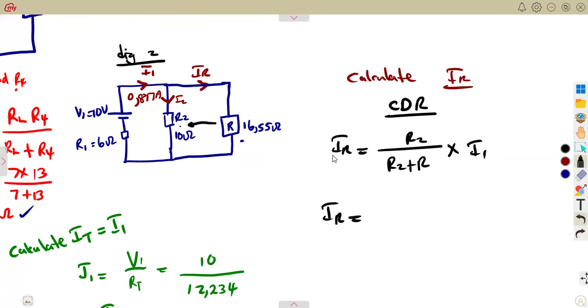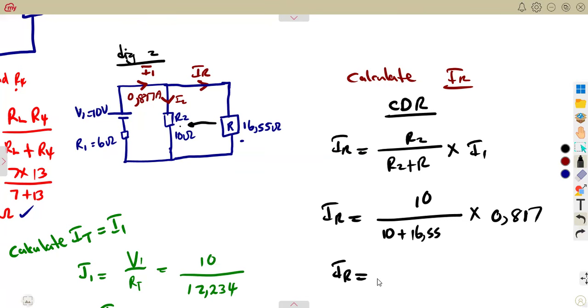Meaning to say IR is going to be R2, which is 10, over the sum of these two resistors, 10 plus 16.55. Then you multiply by the supply current, which is 0.817 amps. So that is going to give us IR, which is 0.308 amps.